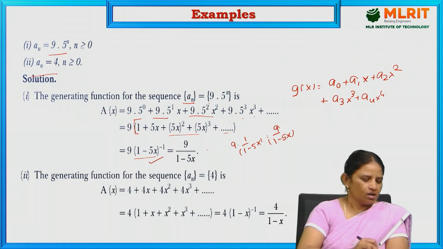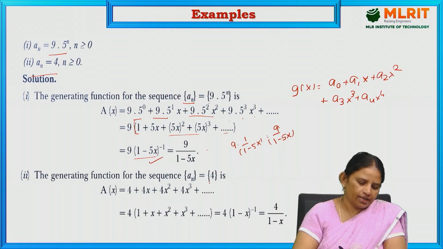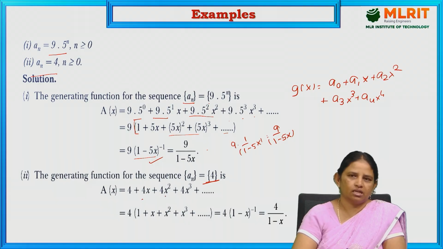Next, generating function for 4 into 1 to the power of n, for n greater than or equal to 0. Next, what is the value A0? A0 is 4. Next, A1 is also 4. For all the terms, there is a common value, that is 4. 4 into x. Next, x square, 4x square. X cube, 4x cube. What is the common value in all these terms?